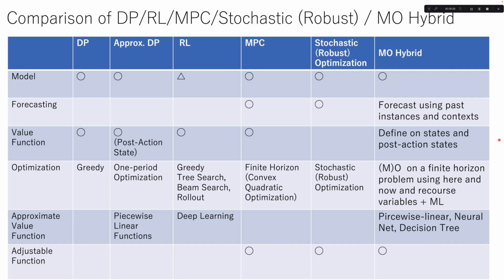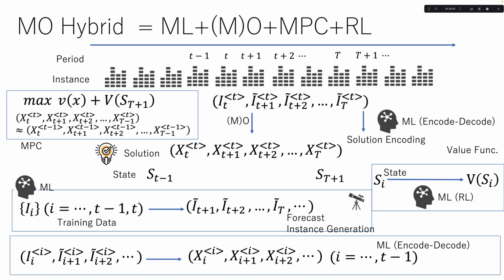First, predictions of future parameters, problem instances, and solutions are made based on past problem instances and context. Additionally, value functions are defined for both post-action states and pre-action states. Furthermore, mathematical optimization is applied repeatedly in a rolling horizon manner to finite period problems, considering uncertainty through stochastic or robust optimization. Naturally, since similar problem instances are repeatedly solved, speed enhancements through the integration of machine learning and mathematical optimization are incorporated throughout. This diagram conceptually represents the approach.